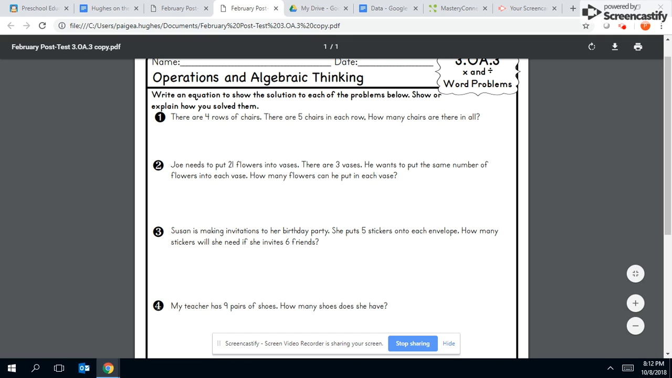So to solve this problem, we would have 21 divided by 3, and then we could repeatedly subtract 3 from 21. We would have 18, 15, 12, 9. We would have 6. We would have 3. Then we'll have 0. So we would have 7 groups of 3. So the answer then would be 7.